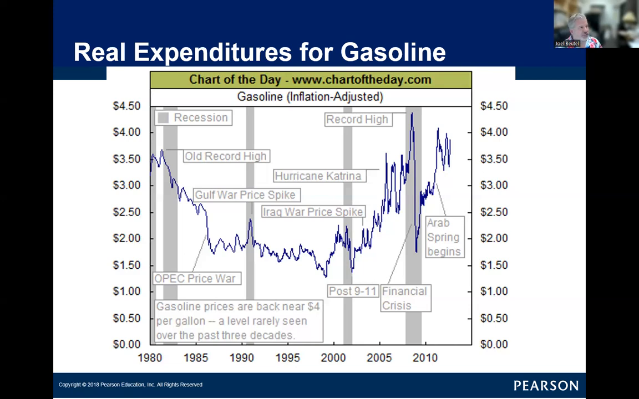But real expenditures for gasoline are very variable over time. And what you can see is that the price of gas, even though it's been lower, is kind of consistent across time, right? So there's a lot of volatility, but the actual price, if you control for those down periods, is fairly consistent. So it is what it is.